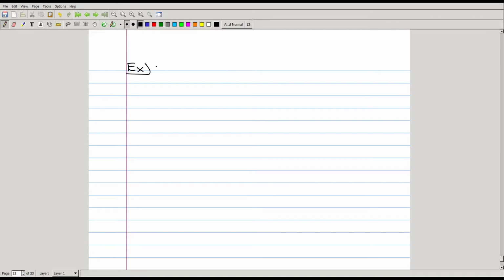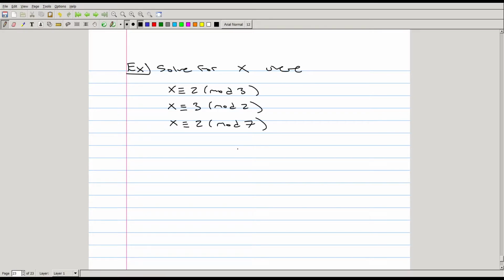So solve for x, where x is congruent to 2 mod 3, x is congruent to 3 mod 5, and x is congruent to 2 mod 7. This is an example of a system of congruences.